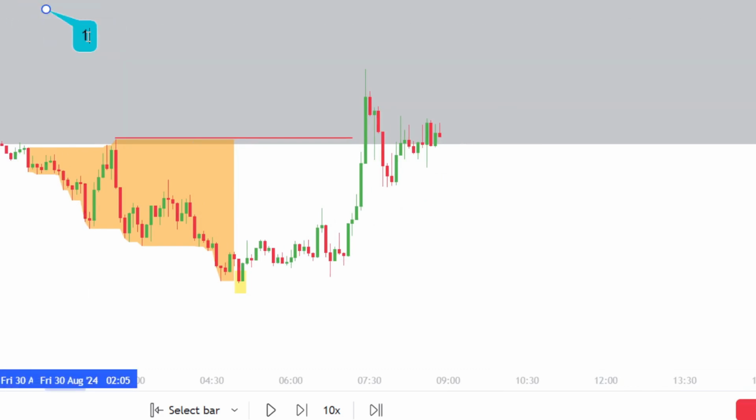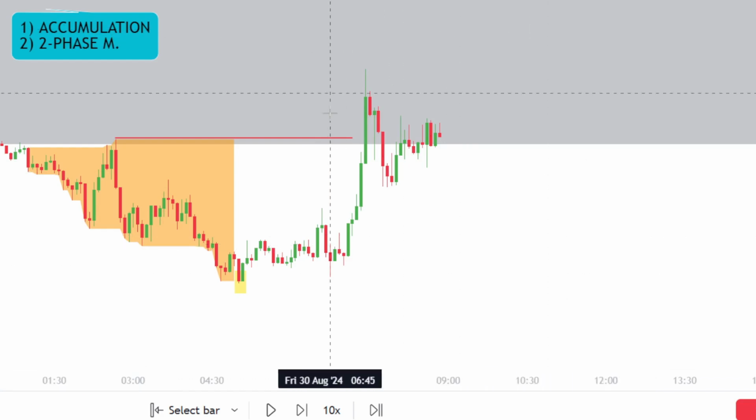So let's just understand our steps. First, we have accumulation, and now we have a manipulation. We're looking at a two-phase manipulation, I'll just write M for short. Two-phase manipulation, and this is exactly what we're going to do.